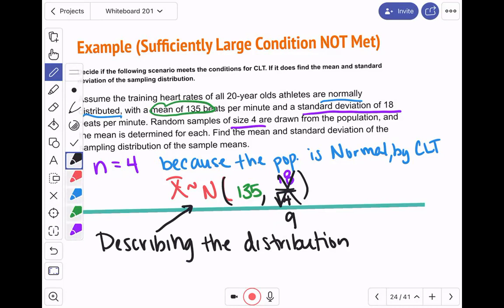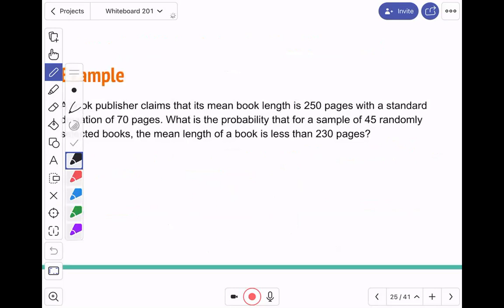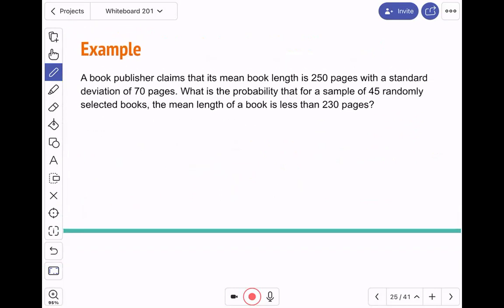Now, here's why that's important. We're going to take the fact that it's normal to answer questions like this. A book publisher claims that its mean book length is 250 pages with a standard deviation of 70 pages. What is the probability that for a sample of 45 randomly selected books, the mean length of a book is less than 230 pages?